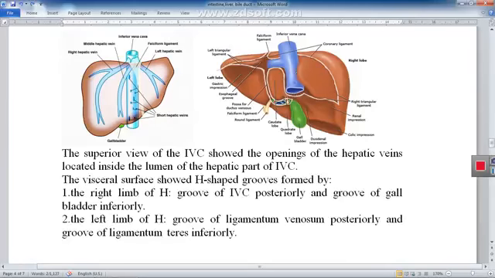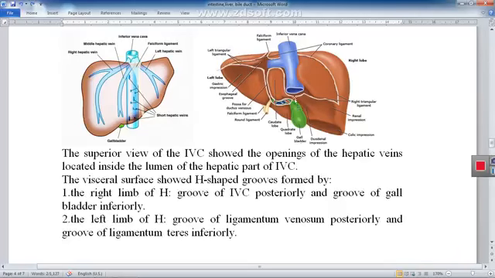We call this posterior and inferior surface the visceral surface, that is, the irregular surface, because it shows impressions for many viscera. And I think the impressions are clear. This is the impression for the stomach, the esophagus, the duodenum, the colon, and the kidney. And you can see on this surface, the posterior inferior surface, an H-shaped groove formed of a right limb and a left limb, connected by a transverse limb.